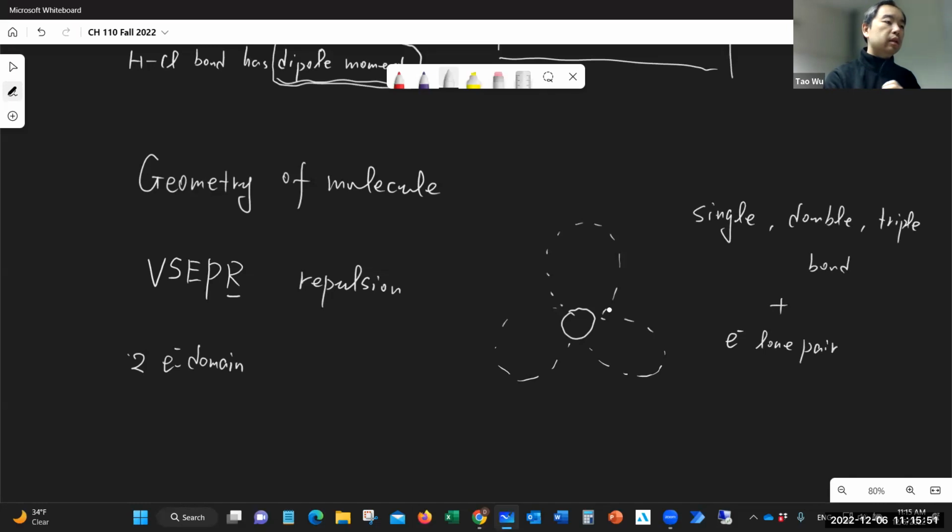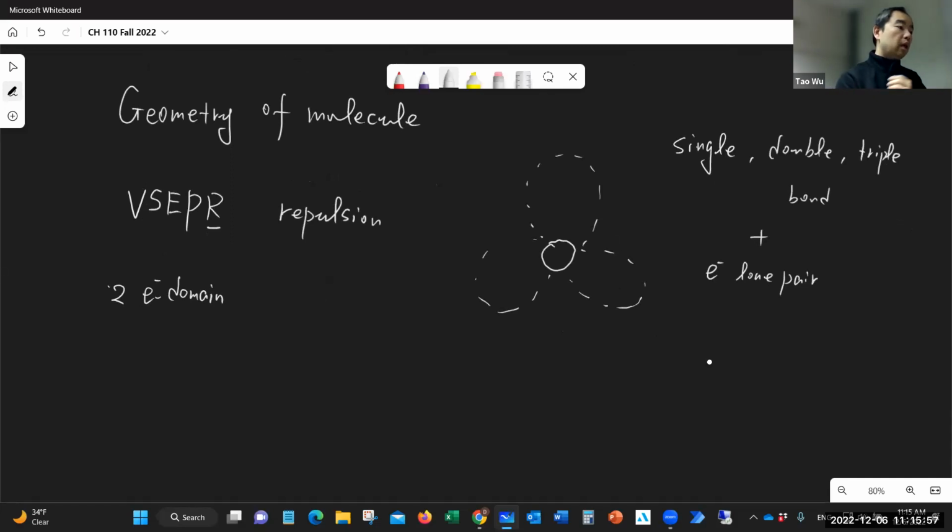Those are all counted as electron domains, okay? So here I need to be clear. How do you count? For example, if we have a carbon, and this carbon has 4 single bonds around it, based on the Lewis structure, you can look at the Lewis structure. The central atom carbon has 4 single bonds around it, and then we say this central atom has 4 electron domains because they have 4 single bonds.